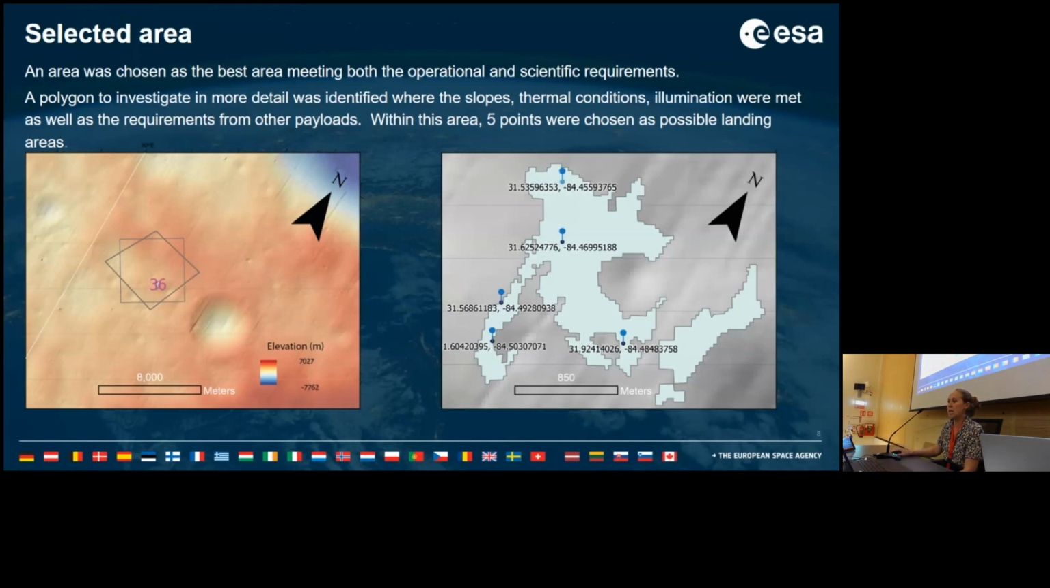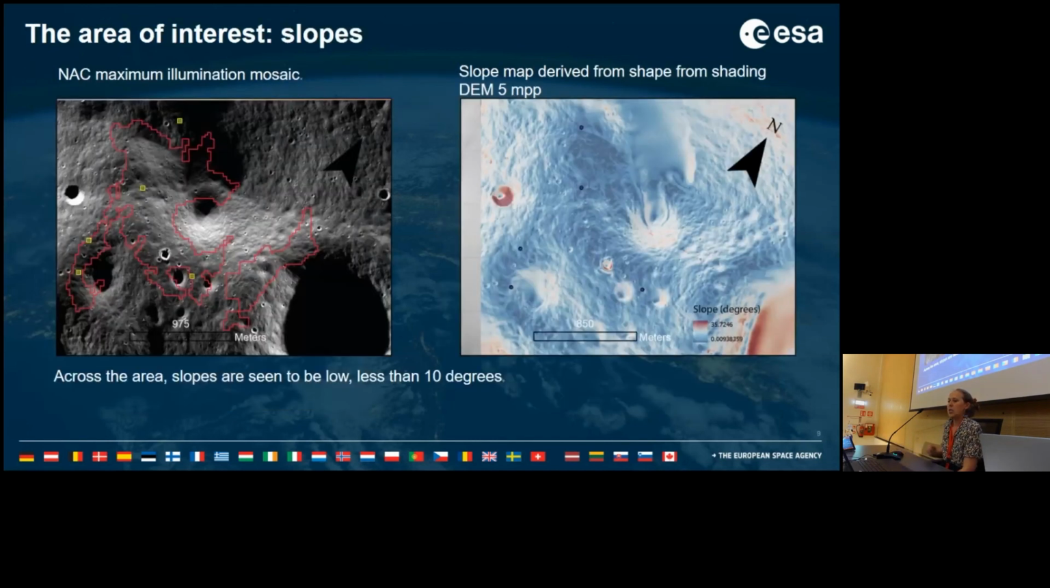So I'm going to go through some of the data sets that we looked at. On the left, we have the NAC maximum illumination mosaic, and what you can hopefully see throughout this is the illumination varies across the blob, including some small PSRs. And then on the right, we have the slope map, which was derived from a shape from shading DEM of 5 meters per pixel. And you can see that most of the area was blue, so this was good. It had very low slopes, so it was an area that was graded good in terms of safety.